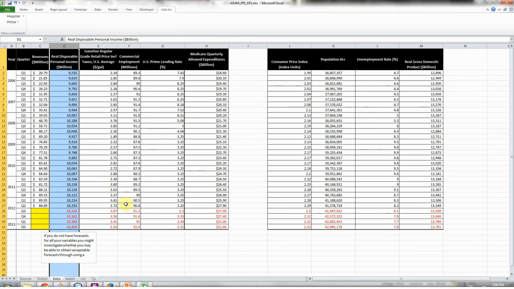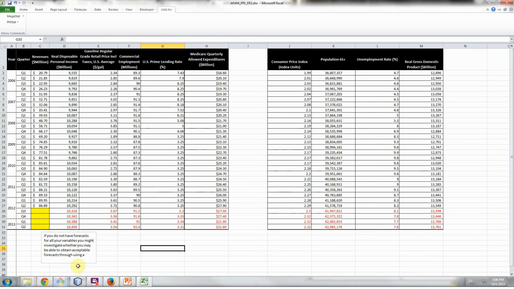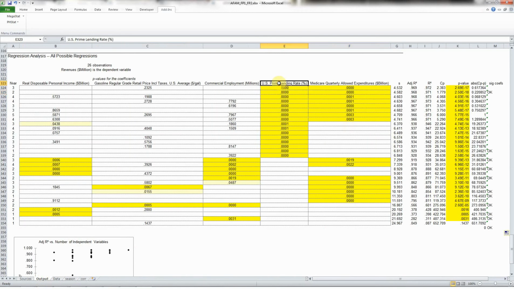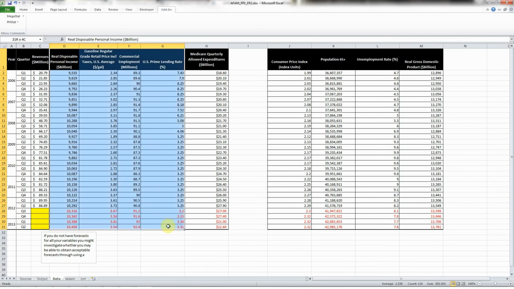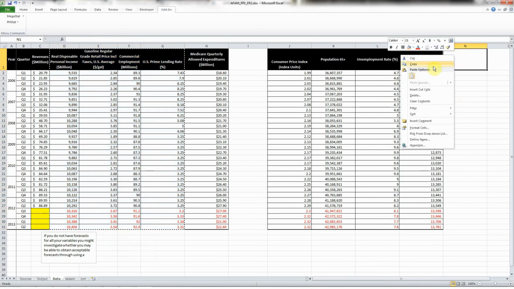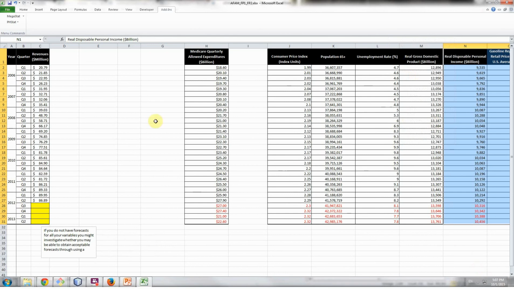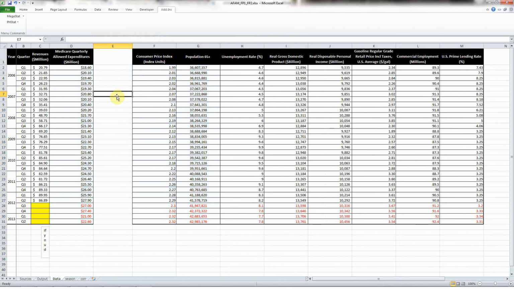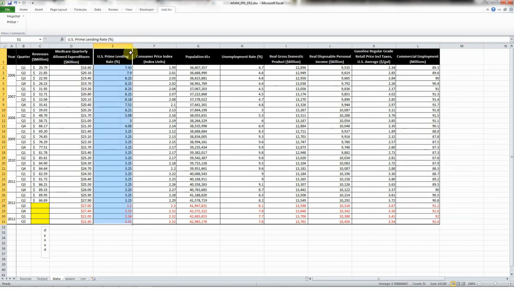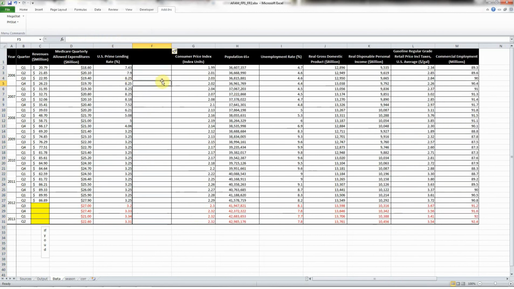So going back to here, I should take a look at what model I'm looking at. I'm looking at prime lending rate and Medicare quarterly expenditures. So it's these 2, prime lending rate and Medicare quarterly expenditures. So I'm going to take everything out but those. And pasting that there like so, and deleting those columns there. Oh, where's my prime lending rate? I took that out, whoops, by accident. I didn't mean to do that. Cut, and paste that back there. And let's just insert columns to get that out of there.